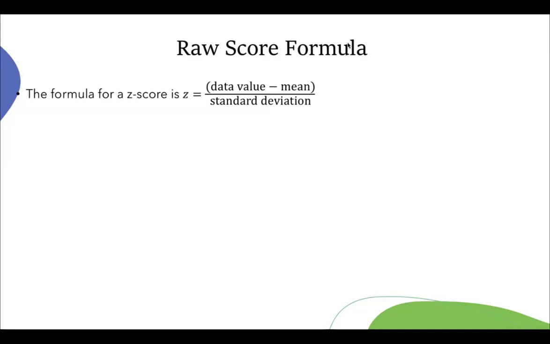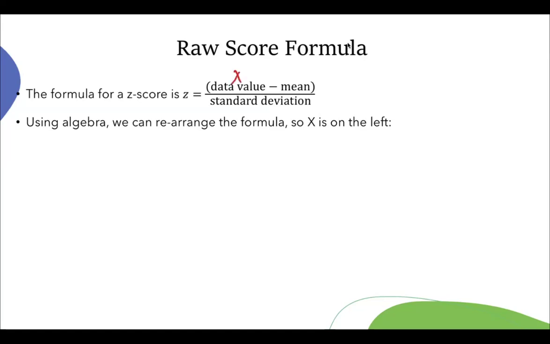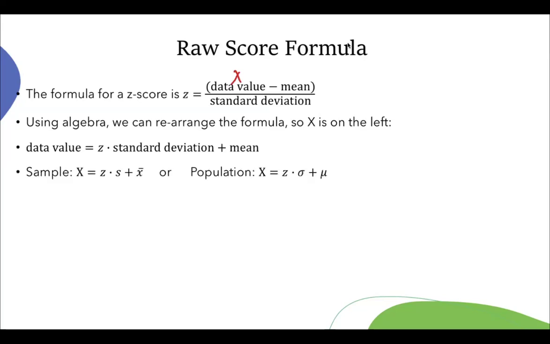So this is the formula for a z-score. Z equals the data value minus the mean divided by the standard deviation. If we use some algebra, we could rearrange the formula so the x part is on the left, solving for x. We can either use the sample mean and the sample standard deviation, or the population mean and the population standard deviation. And we would solve for x.